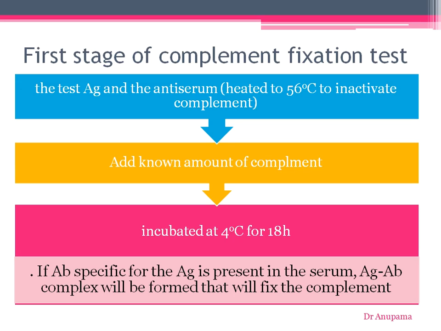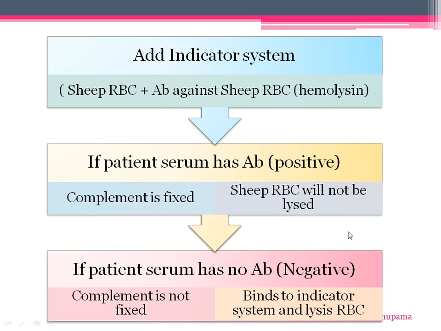If antibody specific for the antigen is present in the serum, then definitely the antigen antibody complex will be formed, and this antigen antibody complex will activate the complement protein to get fixed. So what you have is the antigen antibody complex plus the complement system fixed to that complex. And in the second stage, they add the indicator system. Here the indicator system that is used is sheep RBC plus antibodies raised against the sheep RBC, which is called the hemolysin.